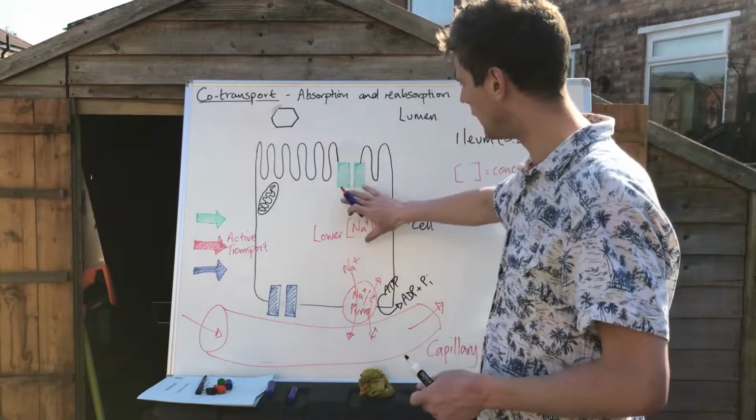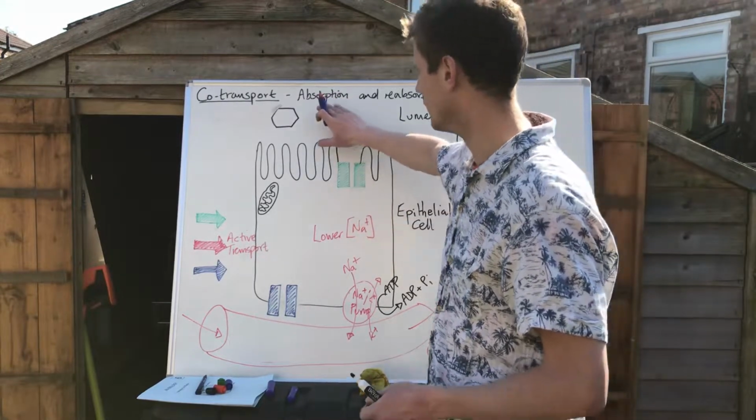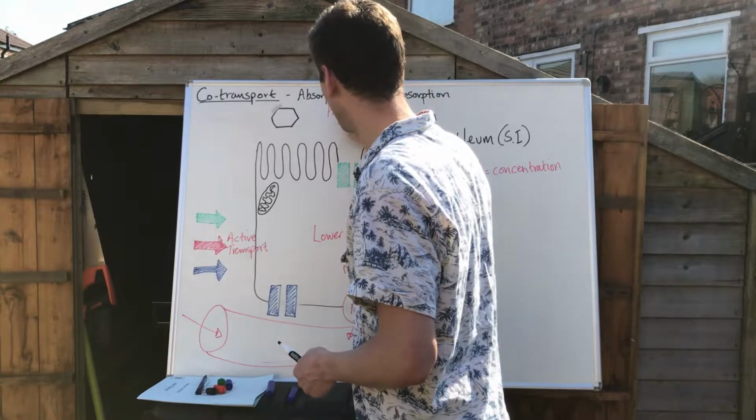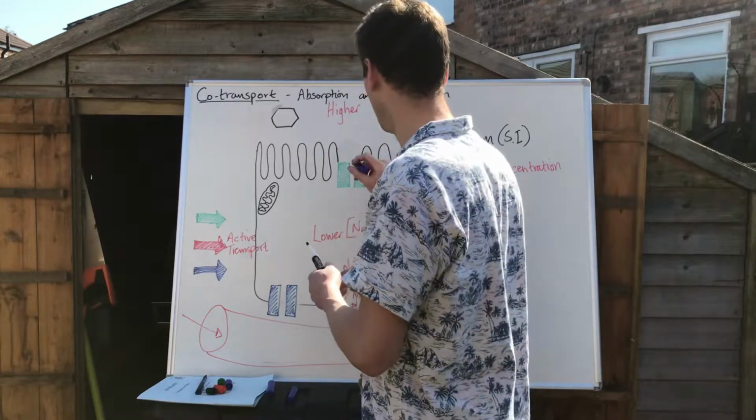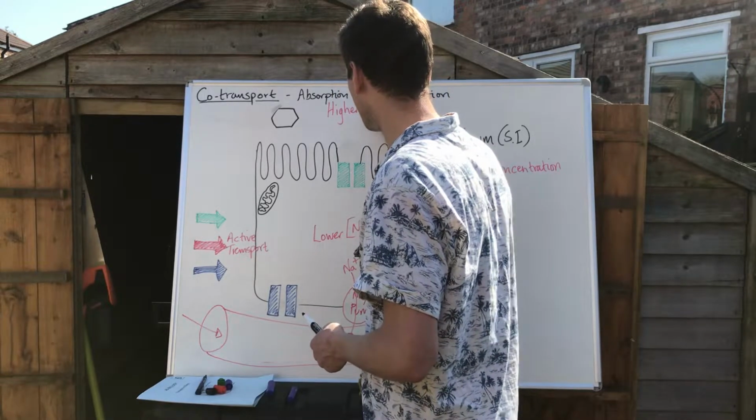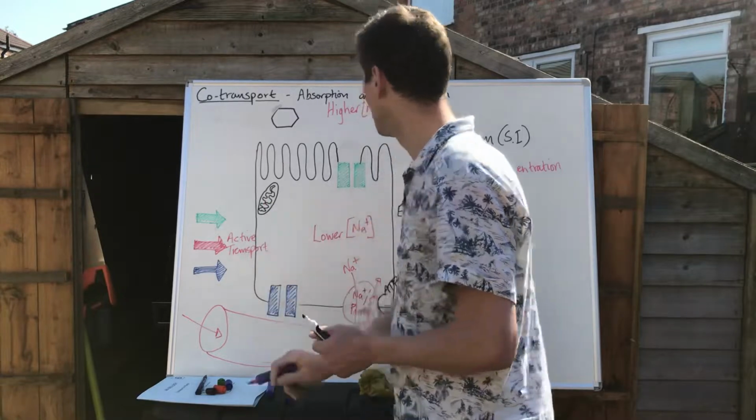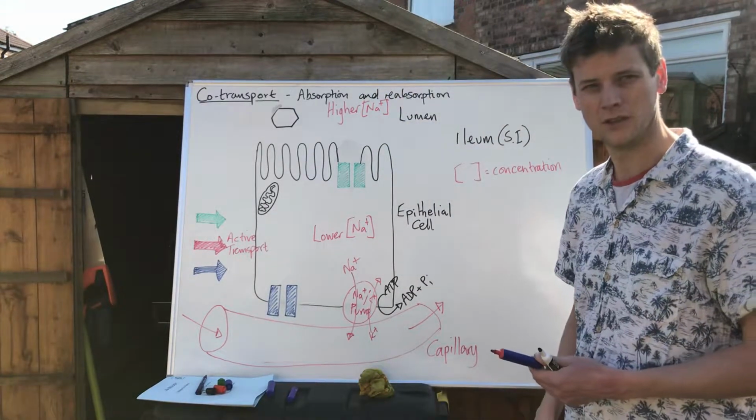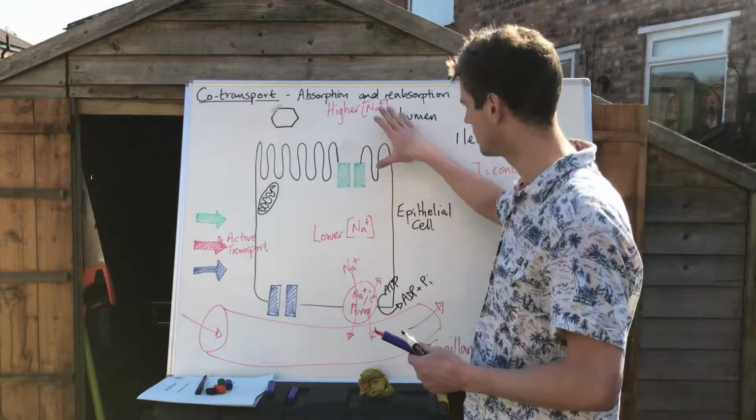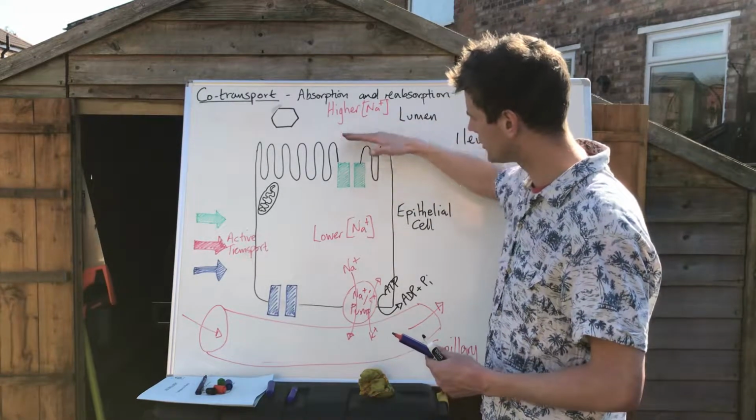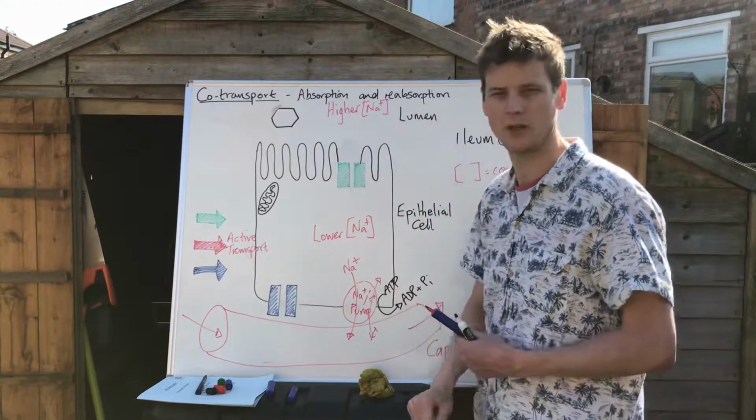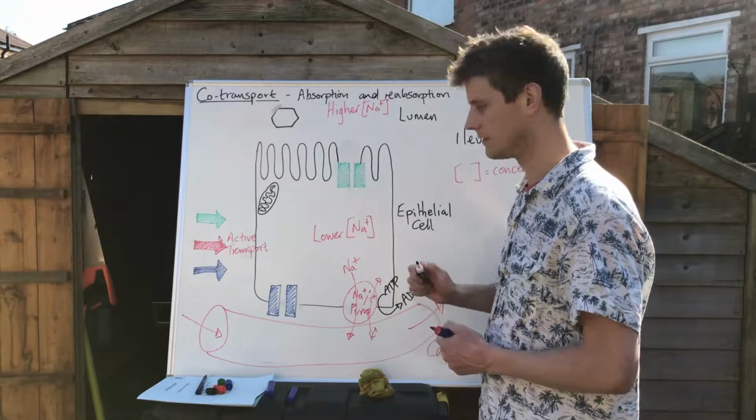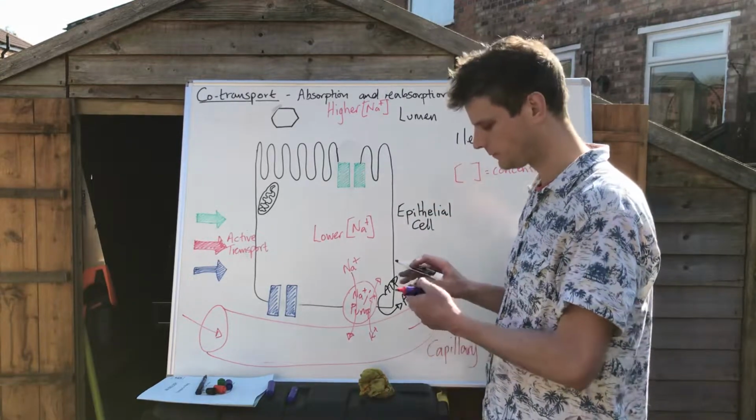That creates a sodium ion concentration gradient because in the lumen there is a higher concentration of sodium ions, and that's important. That's probably the most important part of all of this, that maintaining that concentration gradient is what allows the glucose to be transported from the lumen and first into the epithelial cell.